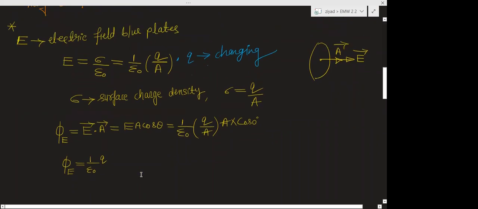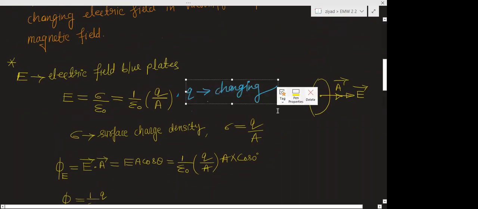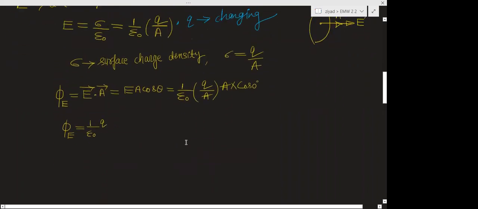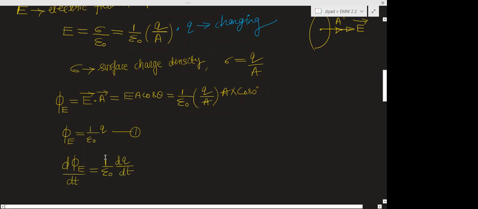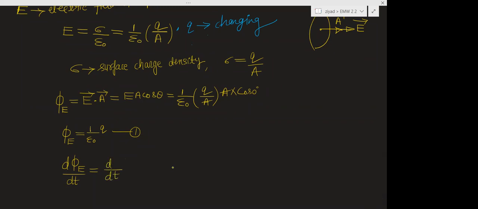Now this charge is changing. Charge on the plates of the capacitor is changing continuously, because there is a charging of the capacitor. Now differentiate this equation number 1 with respect to time. So you can write d phi E by dt is equal to 1 upon epsilon naught dq by dt. Why have I written 1 upon epsilon naught? Basically, it is q divided by epsilon naught, so you can write it as d by dt of q by epsilon naught.